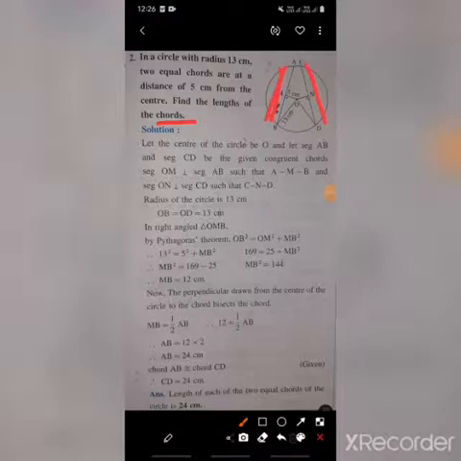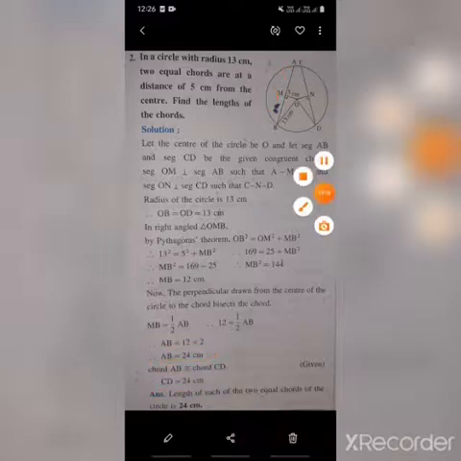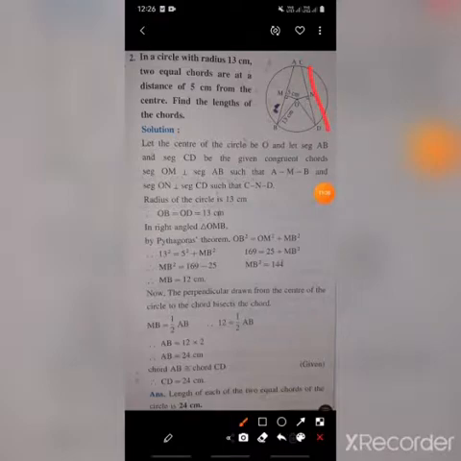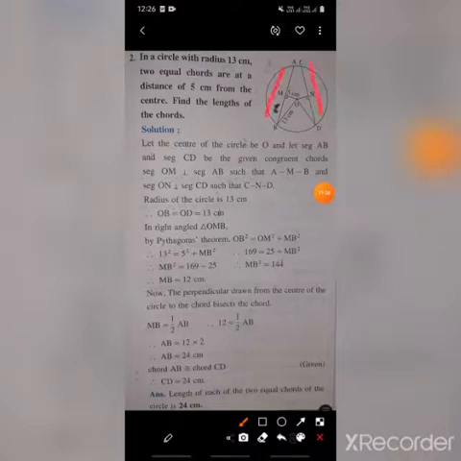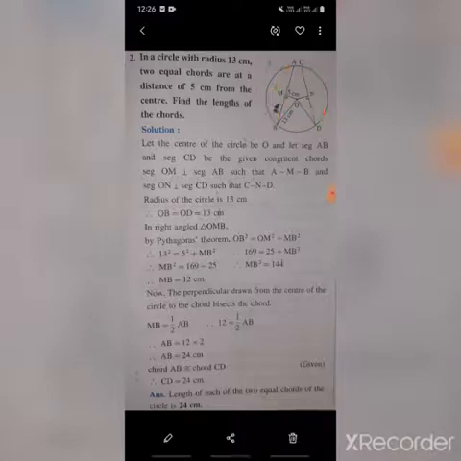Find the length of the chords. AB and CD both we have to find. Here we found AB. AB is 24. Then chord AB and chord CD are congruent, so CD is also 24, because AB and CD are congruent. AB and CD are equal. This one is given here. Then the length of each of the two equal chords of the circle is 24.